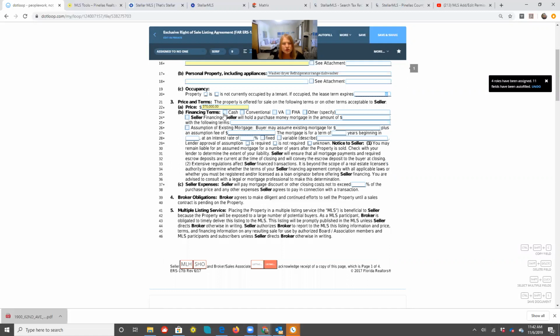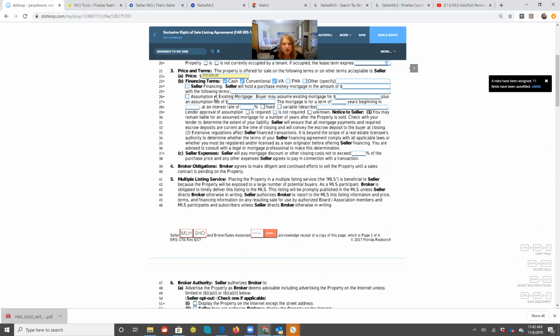Your financing terms. At 370, it is unlikely that you're going to go FHA, but you could go VA. It's unlikely that you're going to do seller financing or an assumption of an existing mortgage, because then they might have a hard time getting another mortgage, because they would still have that one.